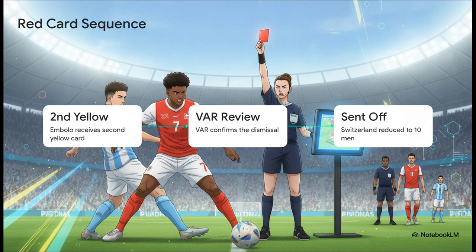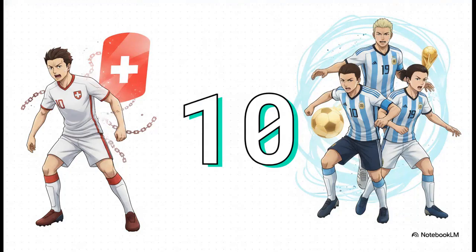Embolo is sent off the pitch, which fundamentally altered the tactical reality for both squads for the rest of the game. So, the crucial point is this number right here, 10. Following that massive VAR decision, Switzerland was suddenly reduced to just 10 men. They had to face a relentless, attacking Argentinian squad completely outmanned for the remainder of this high-stakes battle. It completely changed the math of the match.